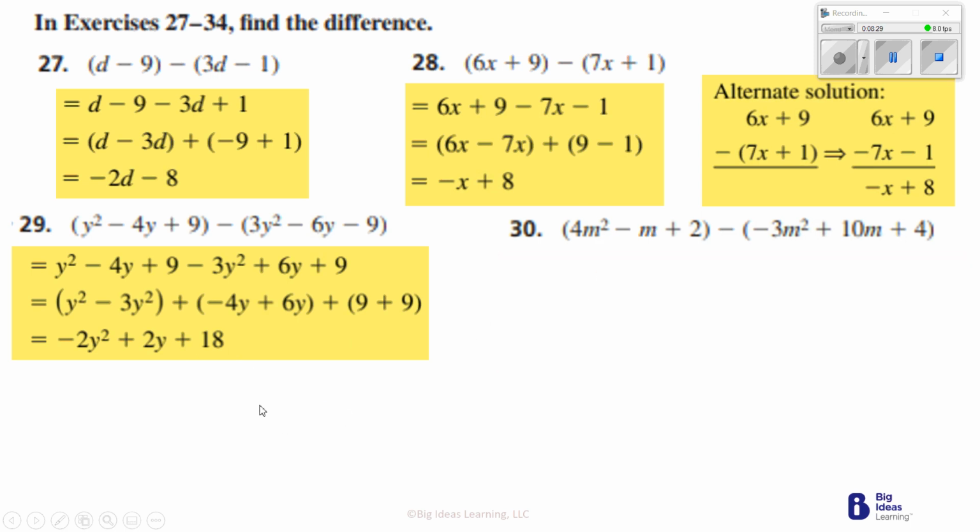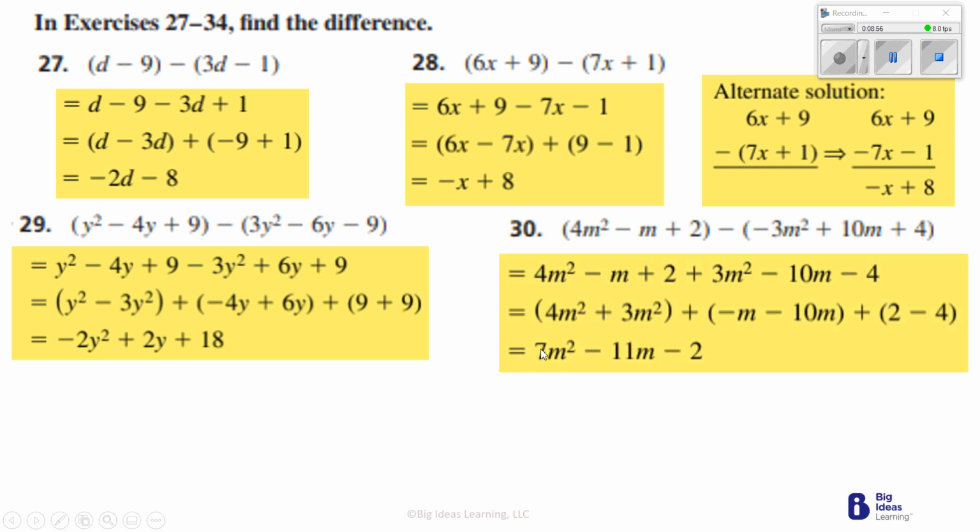And then over here, sorry, I thought it would give us an alternative method. We got 4m to the second power. This is going to give us a negative times a negative, which is positive. That's going to give us a positive 3m to the second power. So that's going to be 7m to the second power. This is going to be a negative 10. Combined with this negative m, will give us negative 11m. And this will give us a negative 4 plus 2 will give us a negative 2. So 7m to the second power minus 11m minus 2.